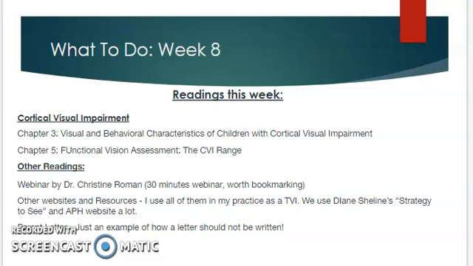So we want to focus a lot on readings. The book that we'll be focusing on is Cortical Visual Impairment. We have already done chapters 1 and 2, so this week we will be focusing on 3 and 5. Chapter 3 is Visual and Behavioral Characteristics of Children with CVI, and Chapter 5 is the Functional Vision Assessment, the CVI Range. These are very, very critical topics to understand, so you can't just skim through it, just read it fully. I would highly recommend you to understand these 2 chapters very well.